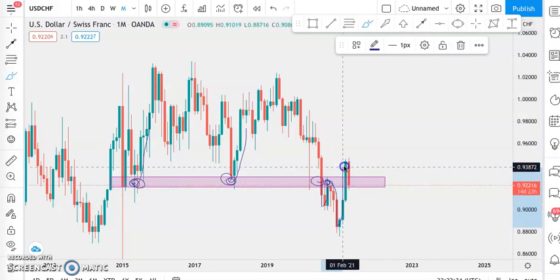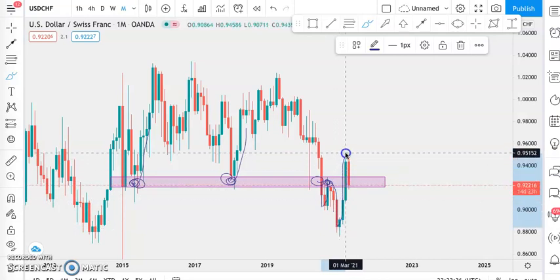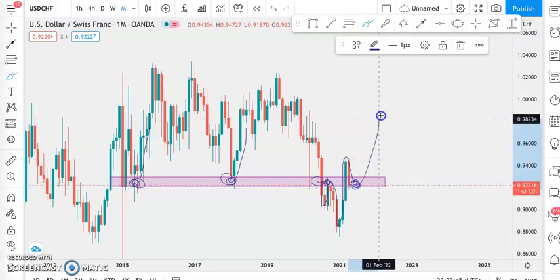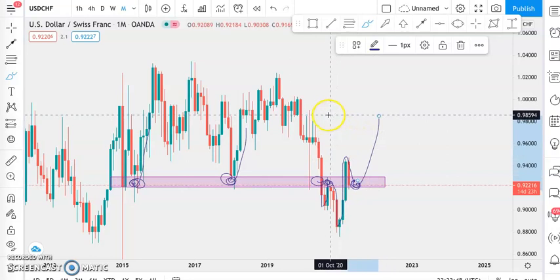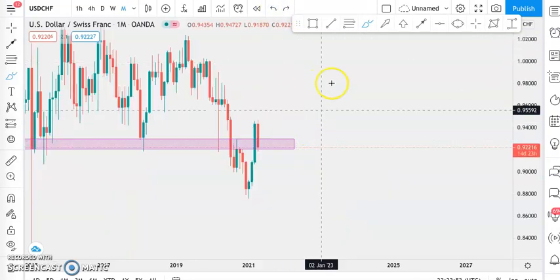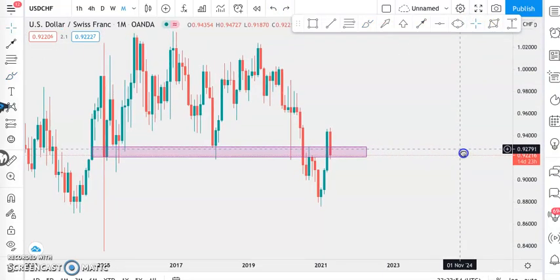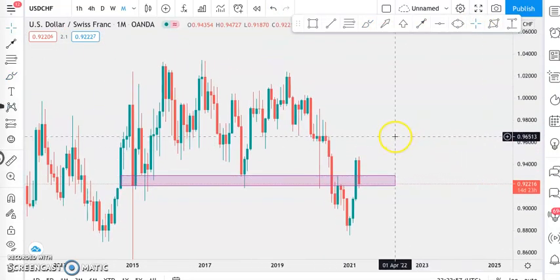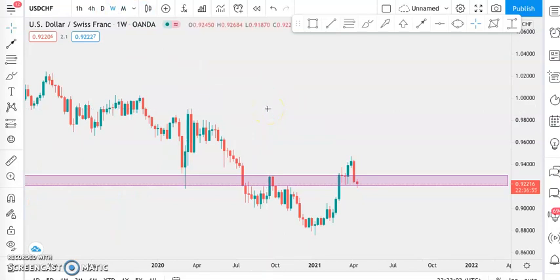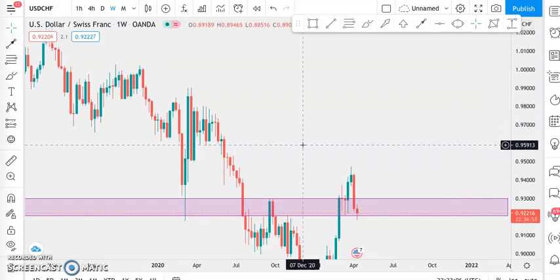Now that we have gotten a break above this area again, this area should now act again as a support area, possibly for another impulse to the upside. So clearly, from a monthly perspective, we are expecting an impulse to the upside. So going down into the weekly time frame, what do we see now from a weekly perspective?